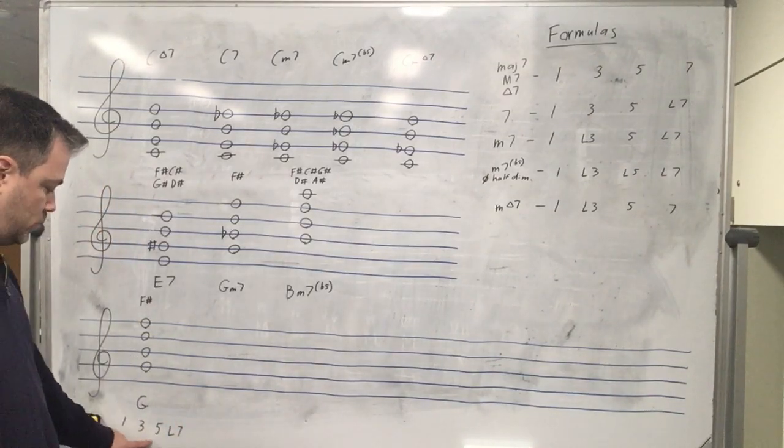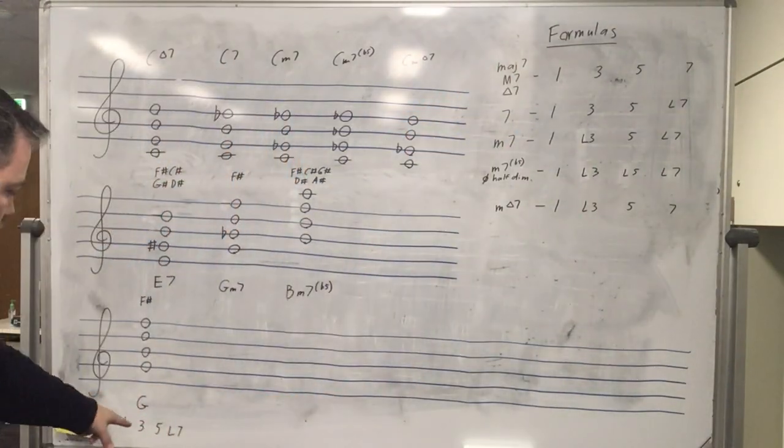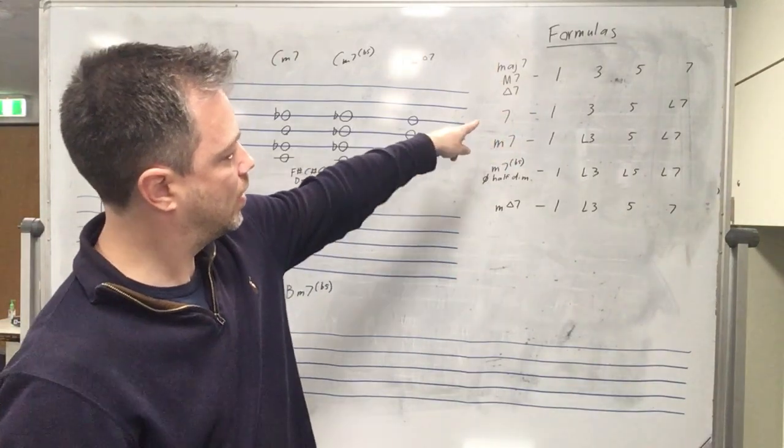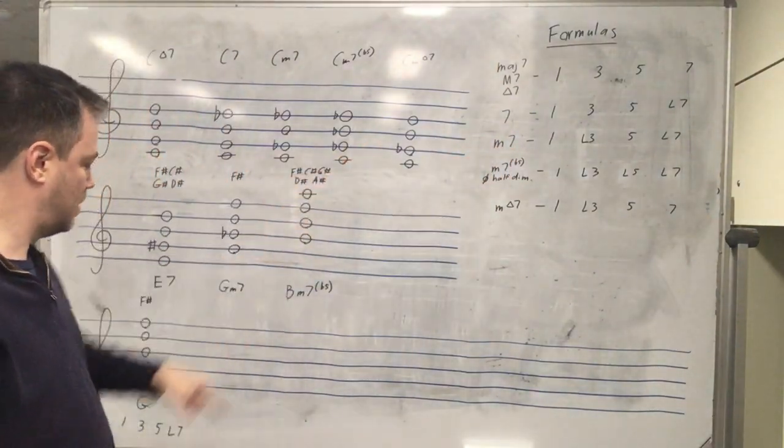Okay, and then all we do is we compare that to our formulas and we find the right one. So 1, 3, 5, lowered 7th. It's our second one there. And it's a 7 chord.